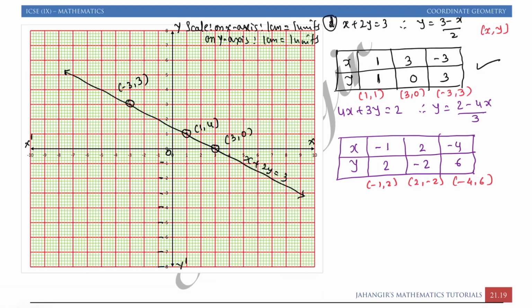Now we will plot the second equation's coordinates. First is -1, 2. x is -1, y is 2, this point. We can write -1, 2. Then 2, -2. x is positive, y is negative. So 2, -2. Then -4, 6. Let us join all 3 points.